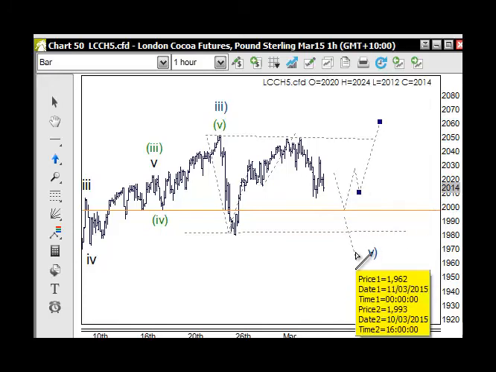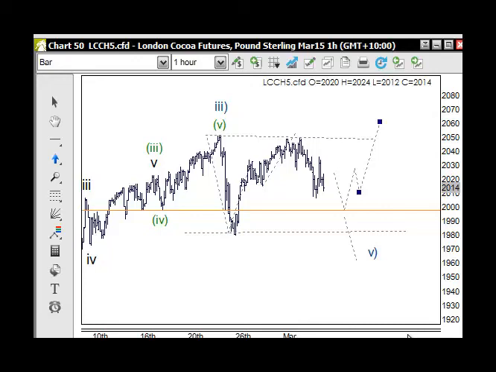So yeah, I think later in the week we should start to see what we want to see here, and look for a long trade there. So yeah, look, all going quite well.